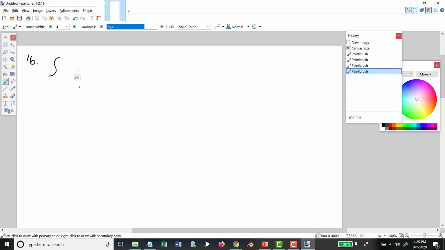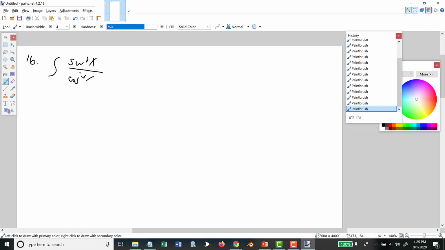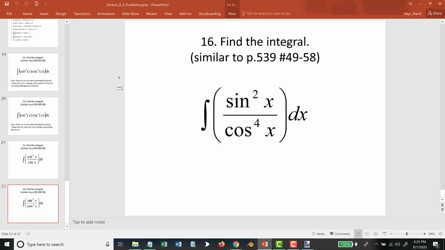16. Integral of sine squared x over cosine to the fourth x dx.